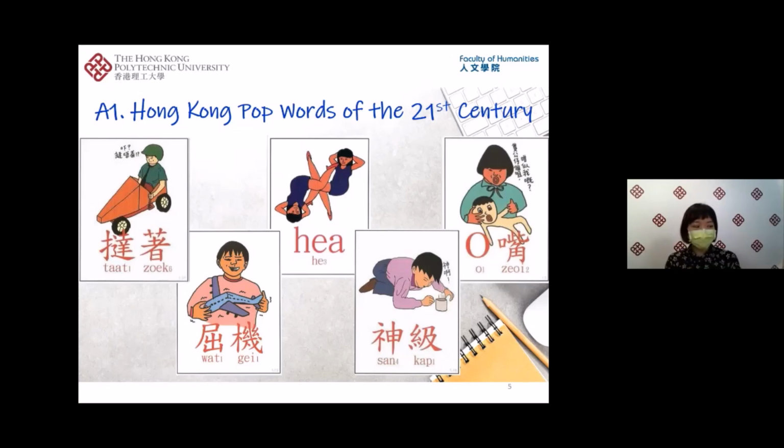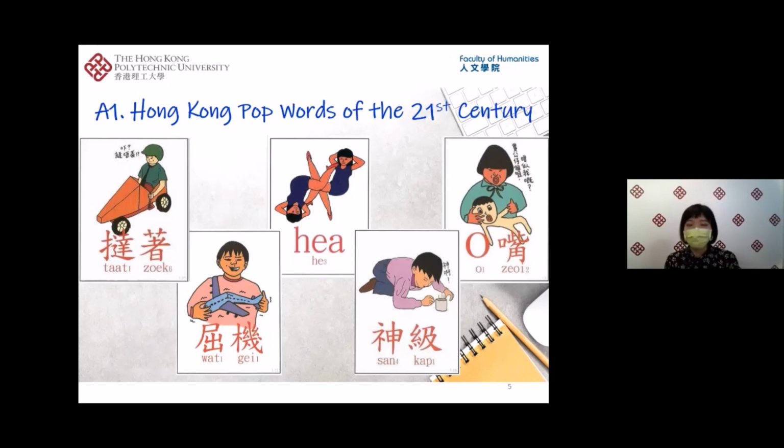The second one is what gay. The one in the middle with the two ladies is hair. And obviously, H, E, A do not form a Chinese word. And this is exactly the language culture of Hong Kong. We code mix a lot between Cantonese and English. And the next one is sun cap. And the last one is ojo.